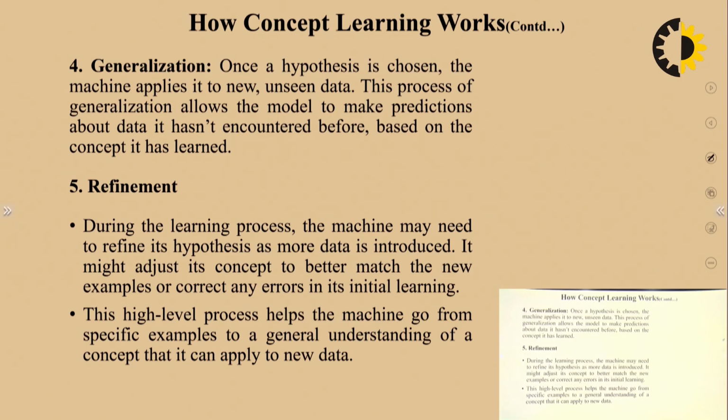Now the next topic in concept learning is generalization. Once a hypothesis is chosen, the machine applies it to new unseen data. This process of generalization allows the model to make predictions about data it has not encountered before, based on the concept it has learned. And next is refinement.